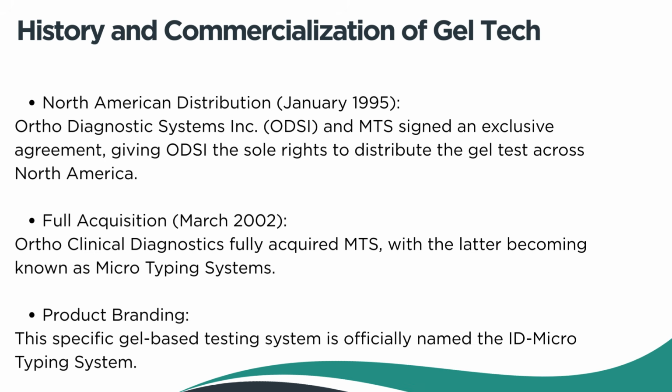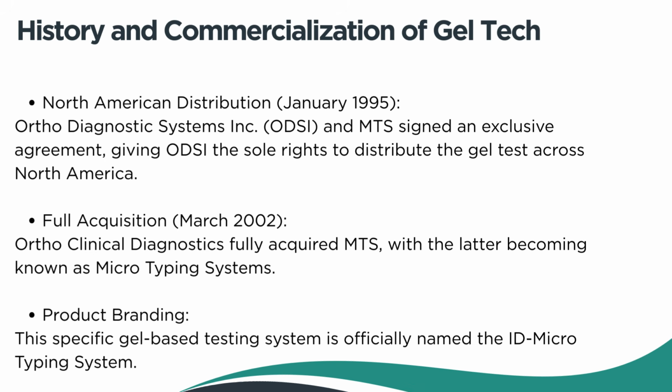And next, let's start with the North American distribution. In January 1995, Ortho Diagnostic Systems Incorporated, or ODSI, and Micro Typing Systems formed a significant partnership. They signed an exclusive agreement granting ODSI the sole rights to distribute the gel test across North America. And this was really an important moment for the expansion and accessibility of gel technology in this region. Fast forward to March 2002, we see another major development: Ortho Clinical Diagnostics fully acquired MTS, marking a complete integration of MTS into their operations.